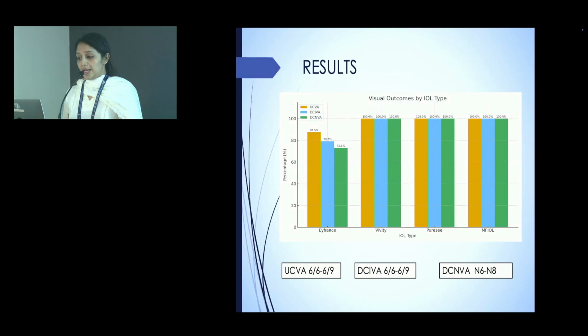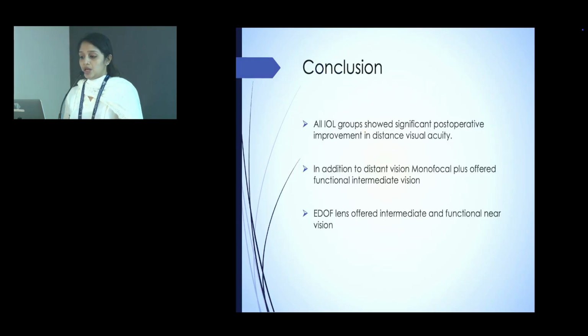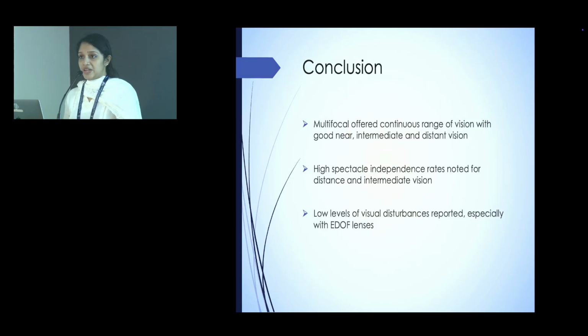In multifocal IOL, all of uncorrected visual acuity of 6/6 to 6/9, distance corrected intermediate visual acuity, and distance corrected near visual acuity was achieved by 100% of MF-IOL users. All IOL groups showed significant postoperative improvement in distant visual acuity. In addition to distant vision, monofocal plus offered functional intermediate vision. EDOF lenses offered intermediate and functional near vision. Multifocal offered a continuous range of vision with good near, intermediate, and distant vision. High spectacle independence rate was noted for distance and intermediate vision. Low levels of visual disturbances were reported, especially with EDOF lens users.